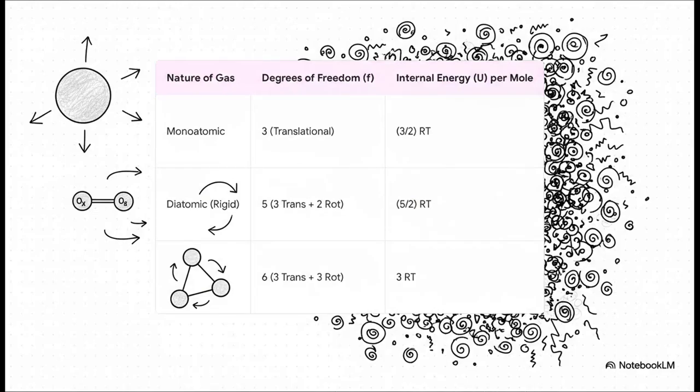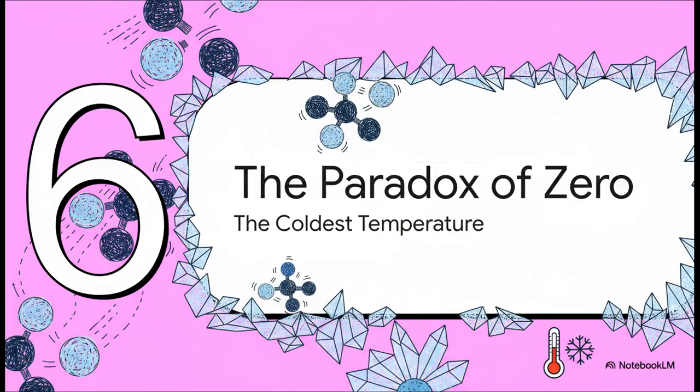And as you can see in this table, the more complex the molecule, the more of these degrees of freedom it has. A single atom gas, like helium, can only move side to side, up and down, and forward and back. That's 3 degrees of freedom. But a 2-atom molecule, like oxygen, can also spin in a couple of ways, adding 2 more. And that formula on the right just shows how this all connects to internal energy. The big takeaway is that a higher number of freedoms means more energy can be stored at the very same temperature.